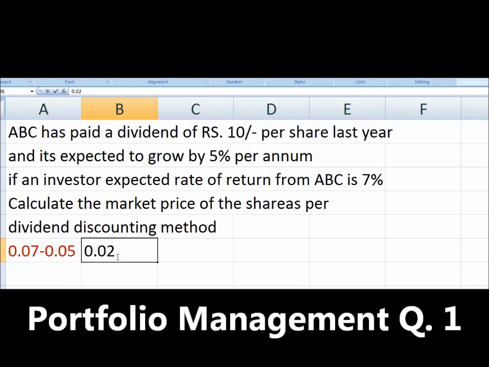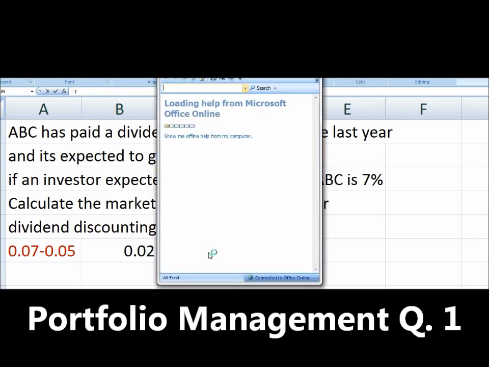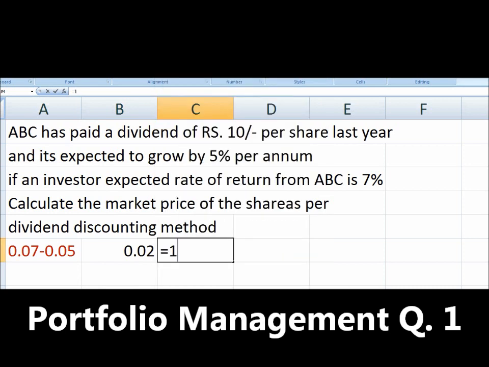0.02. All right, 2% we should get from the dividend, and the dividend is 10. Let's divide it by 0.02, which gives what would be the price of the stock?